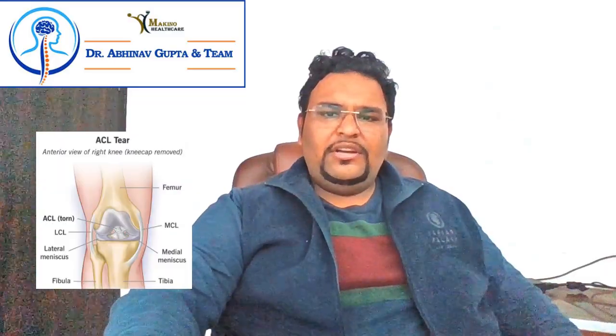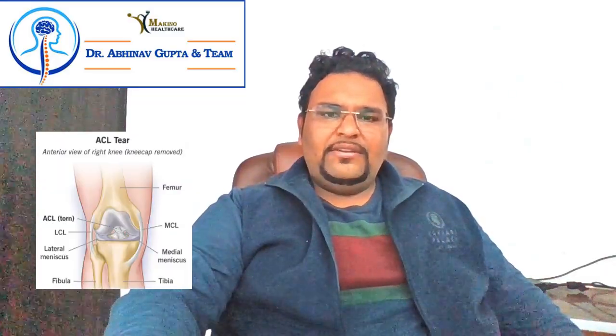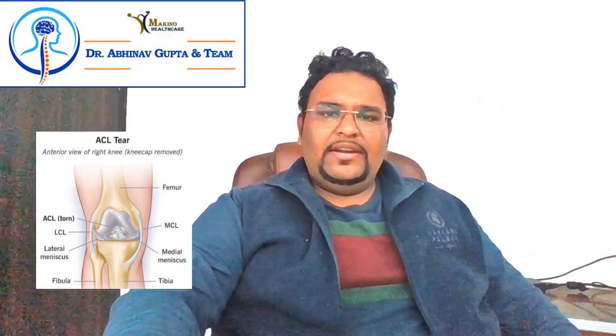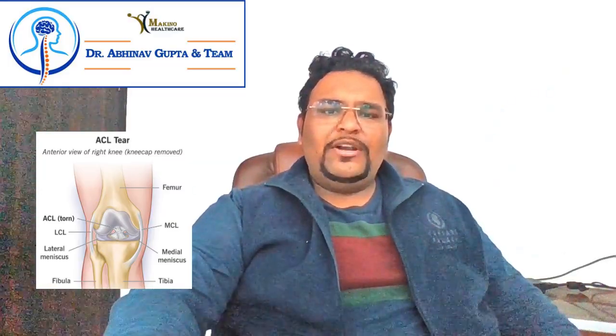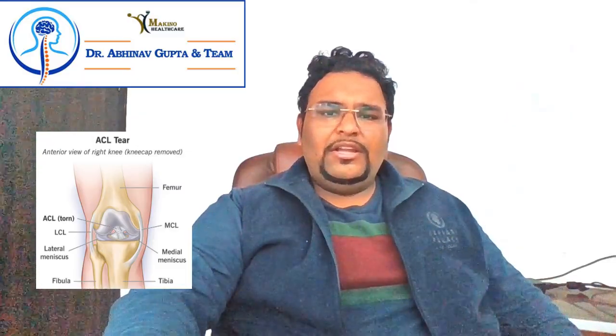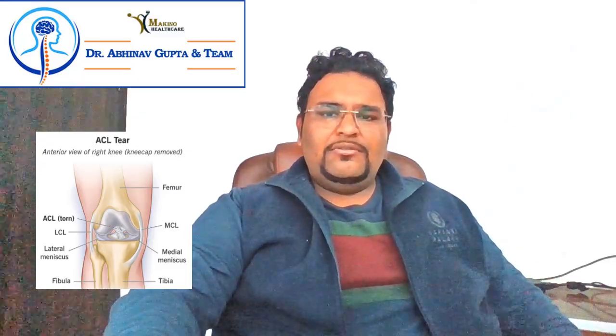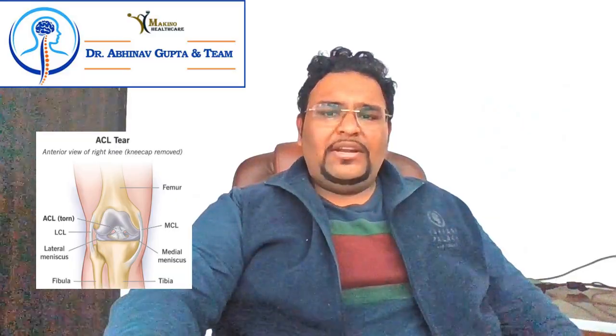So, starting the video, we will discuss what an ACL injury is. The ACL, anterior cruciate ligament, is one of the major ligaments in the knee. It provides stability by preventing excessive forward movement of the tibia and controlling the rotational forces. ACL injuries often occur during high impact activities or sudden movements that put stress on the knee joint.